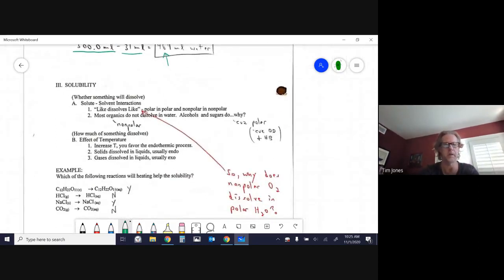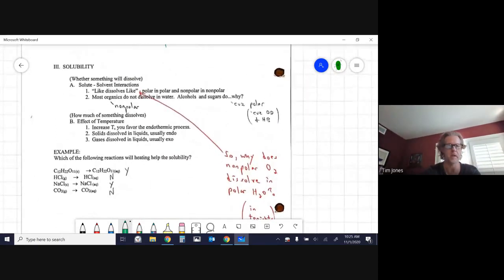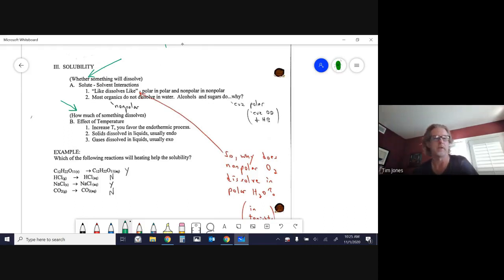Right, solubility. There's a couple different things this word could mean. It could refer to whether something is dissolving, and then it could also refer to how much of something is dissolving if it does. So with the first one, whether, that's where we like to use the phrase here, the like phrase. Like dissolves like.